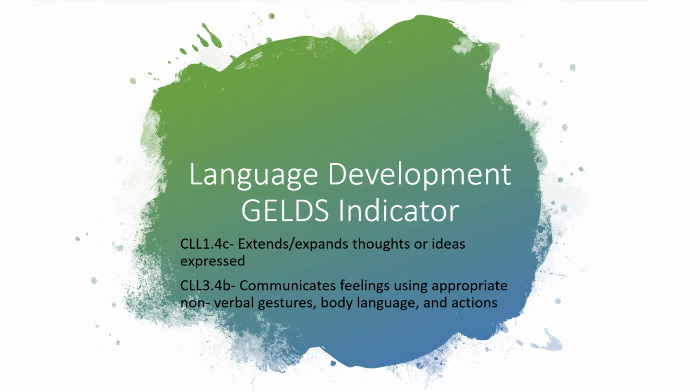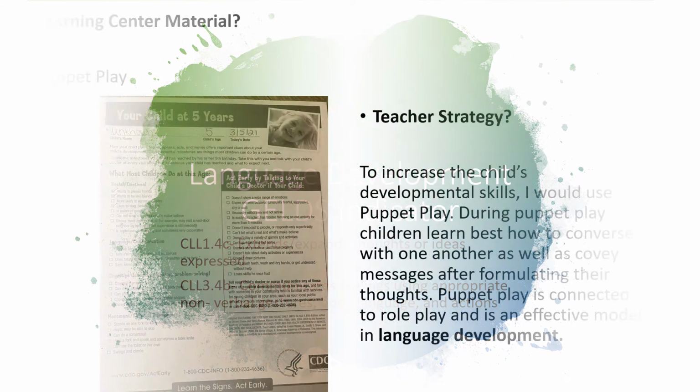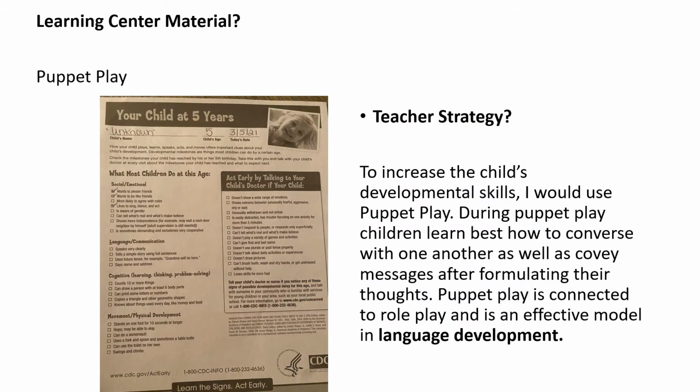And moving right along, I have again chosen two GELD indicators that are in correlation with language development. Puppet play is a learning center material that I have chosen to use for language development. To increase the child's developmental skills, I will use puppet play. During puppet play, children learn best how to converse with one another as well as convey messages after formulating their thoughts. Puppet play is connected to role play and is an effective model in language development.